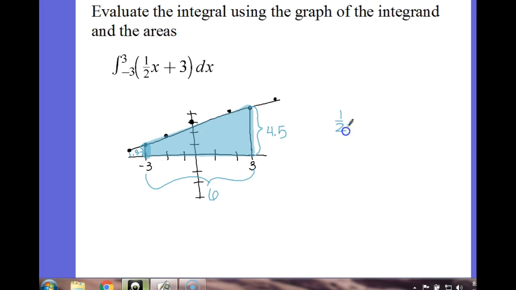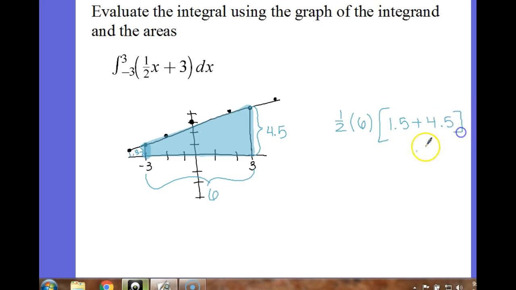So your area is 1/2 height, B1 plus B2. So 1.5 plus 4.5 is 6. Half of 6 is 3. So you get the area is 18.